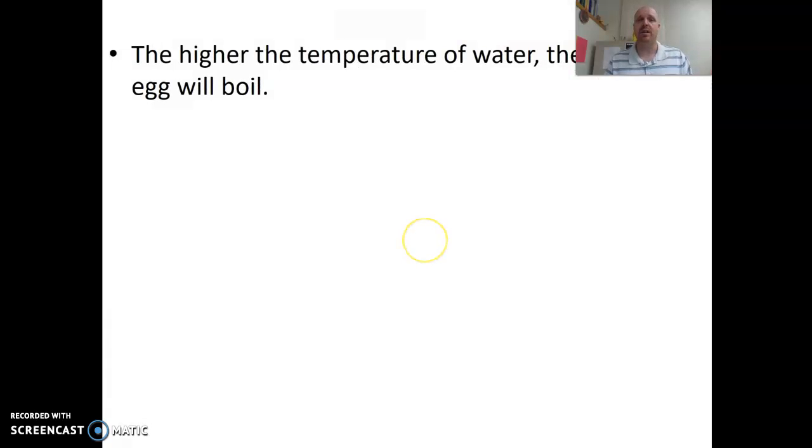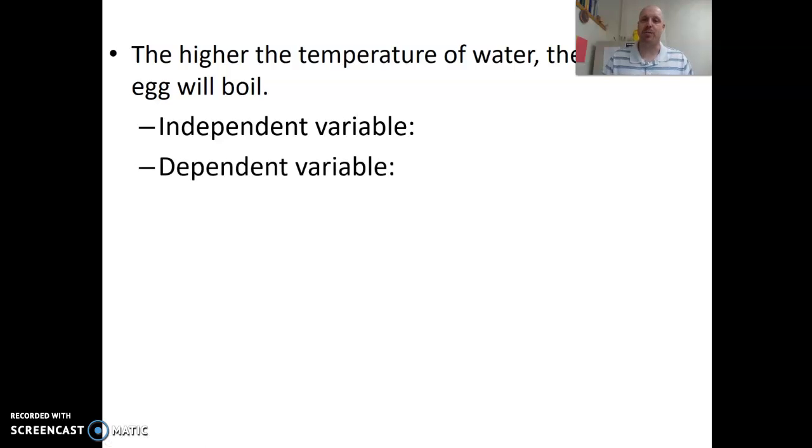Here's another example. The higher the temperature of water, the faster an egg will boil. Well, you may say, Mr. Herder, there's not enough information here. But there is. The independent variable: what do I control, and what do I change? Do I change the speed the egg will boil in? No. The dependent variable: what is the result of what I changed?